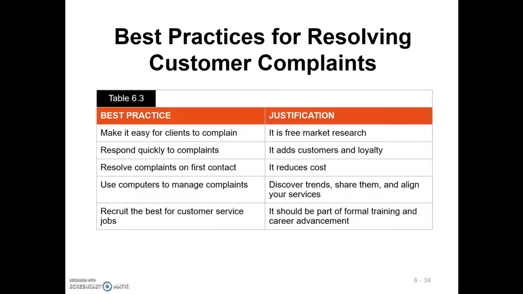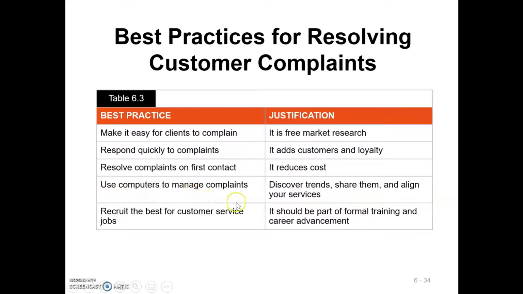Here are some best practices to resolve customer complaints. First, making it easy for clients to complain, and this is because it can be a form of free market research. Second, responding quickly to complaints. This adds customers and also loyalty from the customers. Third, resolving complaints on first contact. So this can actually help reduce costs.